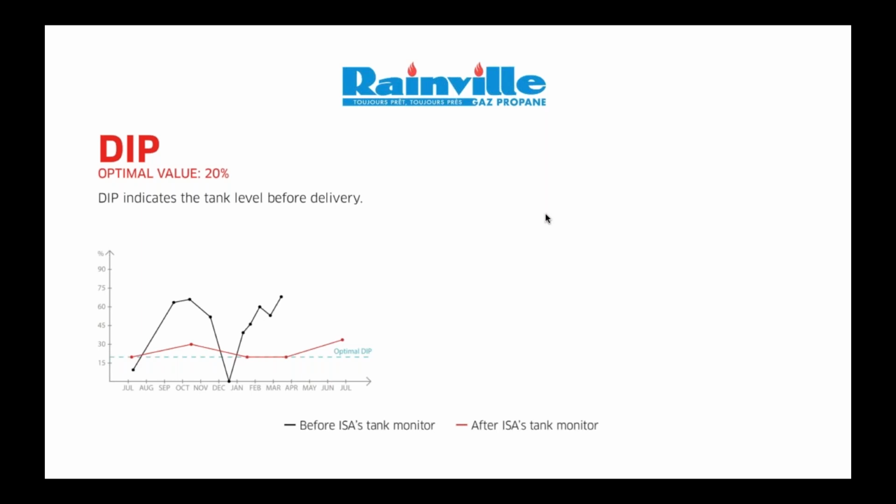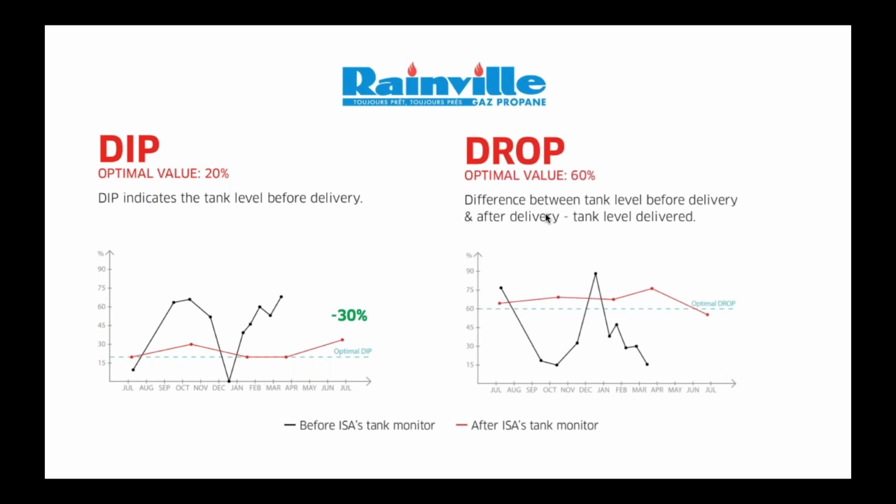And once you start monitoring with the tank monitor, they have a reduction on DIP on the gas level by 30%. So it became much more predictable. They could know with real data what the level was, if they should be filling, if they should not be filling. So the business decisions improved a lot, and we are going to cover a bit of all of them. On the other side, it's the amount of gas that they dropped on each delivery.